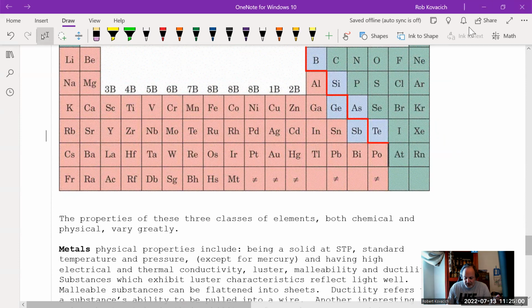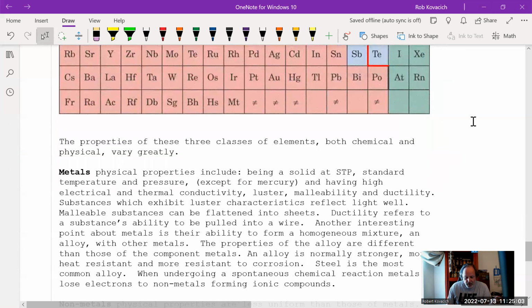What else I want to say about metals? You can make homogeneous mixtures with metals, alloys. So like you could take copper and tin and put those together and make bronze. Or you can take iron and different combinations of other metals and make different types of steel. So usually what ends up happening is the substance that's an alloy is now more corrosion resistant. It may be more or less flexible than the original substances that are in their elemental form.